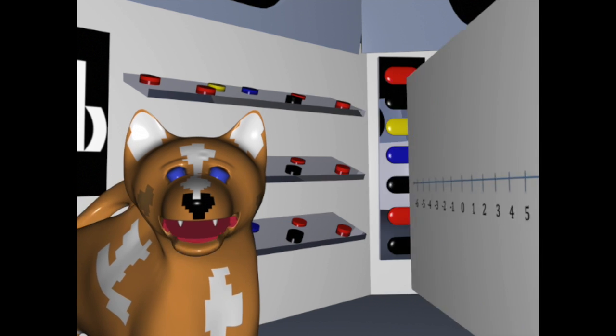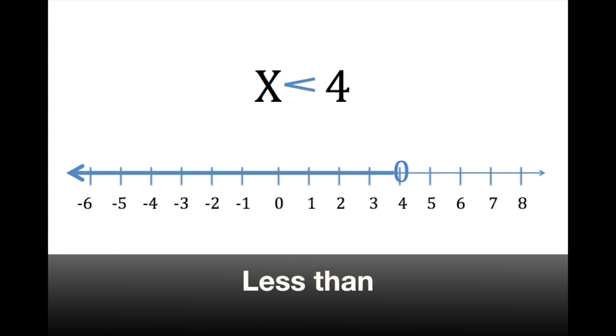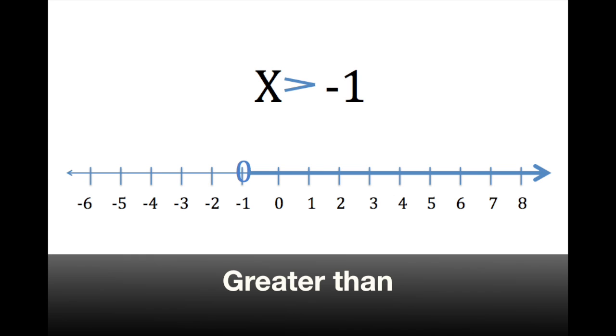We can graph these inequalities on a number line, like this one. If x is less than 4, we put an open circle on the 4 indicating that it cannot equal 4, but we shade in the arrow to the left indicating that it can equal any number less than 4. If x is greater than -1, we put an open circle on -1 indicating that it cannot equal -1, but we shade the arrow to the right indicating that it can equal any number greater than -1.